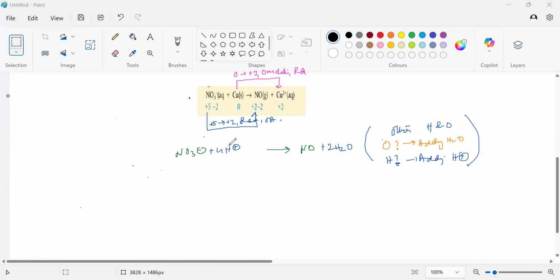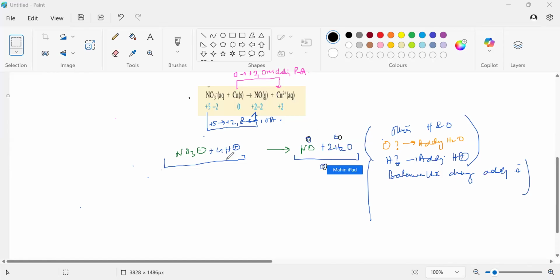Now, after doing this, you have to finally balance the charges, right? Balance the charges by adding electrons. Is it clear? Understood? Left hand side is how much charge? This is zero. This is zero. So total charge on the left hand side is zero. Understood?